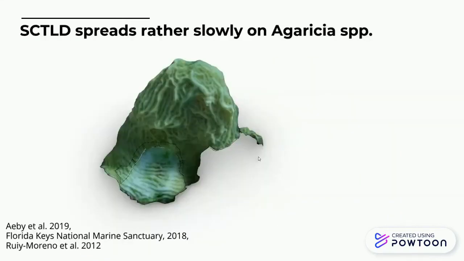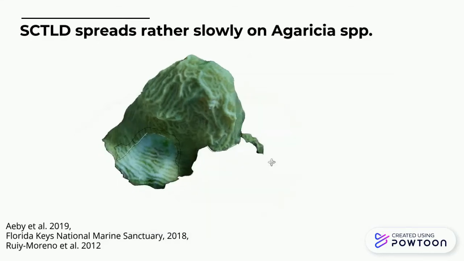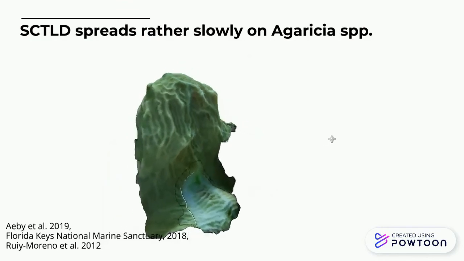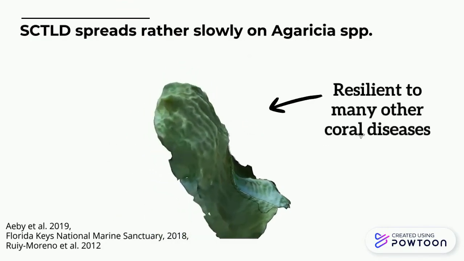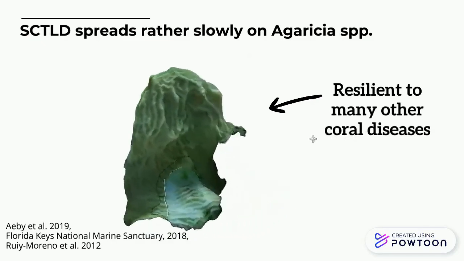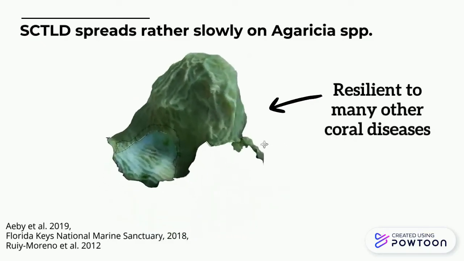Compared to other coral species surveyed in this and other studies, stony coral tissue loss disease spreads rather slowly on Agaricia. Agaricia is not often affected by coral diseases and may be slightly more resilient to stony coral tissue loss disease as well, despite getting infected.